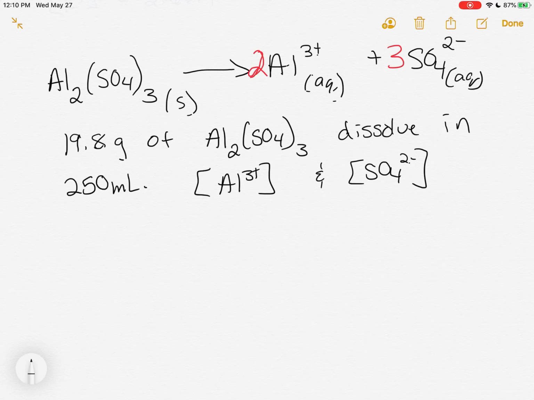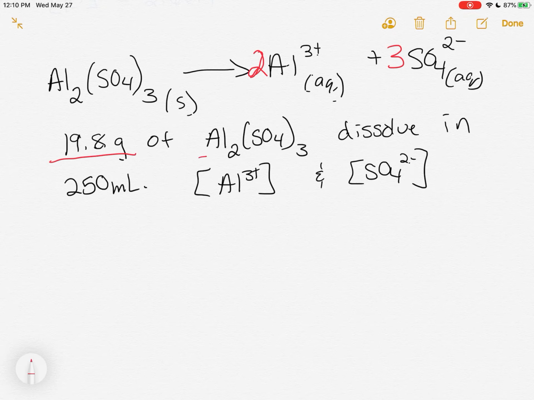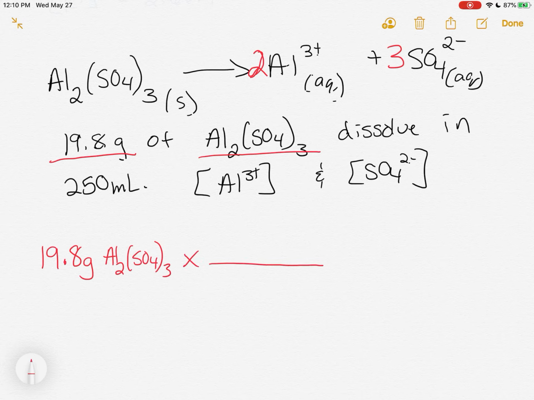All right. So the first thing we need to do is to find the moles for aluminum sulfate. So I have the mass here, and that mass is for aluminum sulfate. So I have 19.8 grams of Al2(SO4)3. And so I'm going to multiply that by the fact that the molar mass of 1 mole of that aluminum sulfate is 342.14 grams per 1 mole of aluminum sulfate.